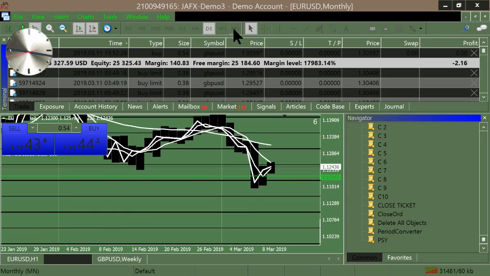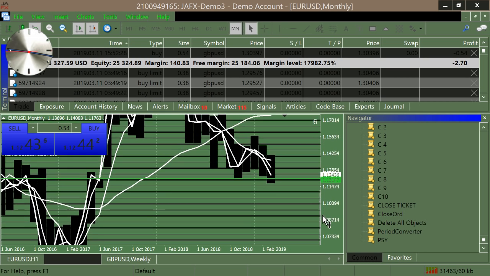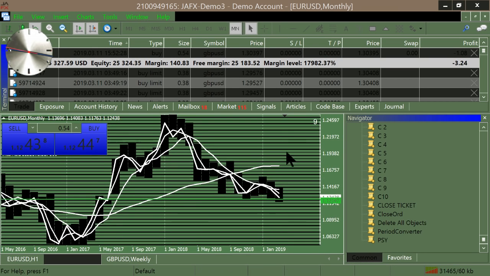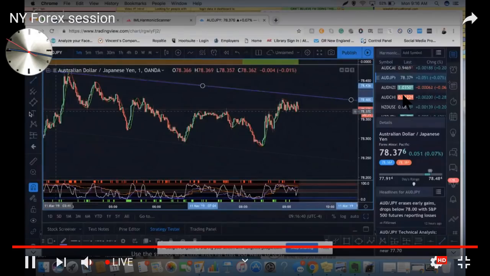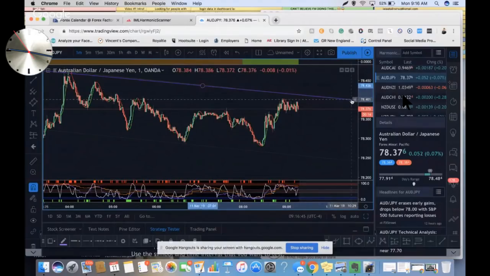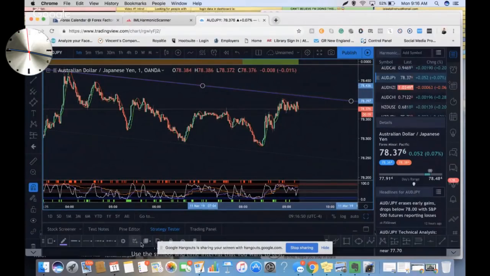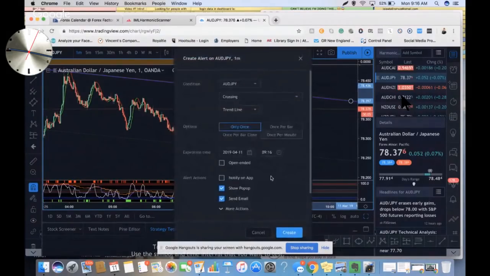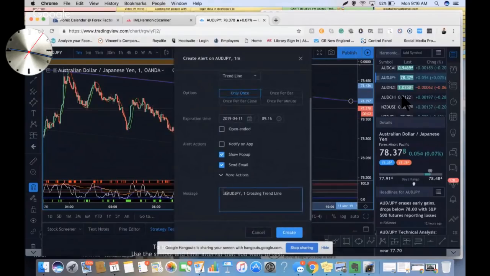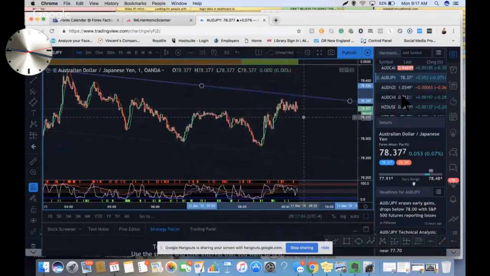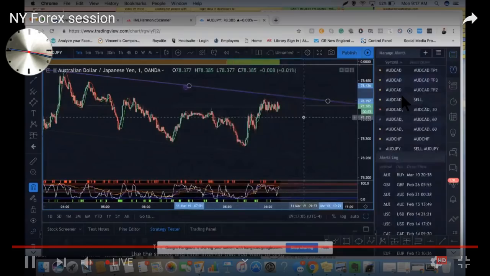All right, so what I'm going to do with this is I want to know exactly when it touches this. Maybe just a little bit below the line so we have a few seconds. There's always a lag with computers. So I'm going to hit alert, I'm going to put sell, just so I know what I'm trying to look at, and then hit create. And we'll see what happens.